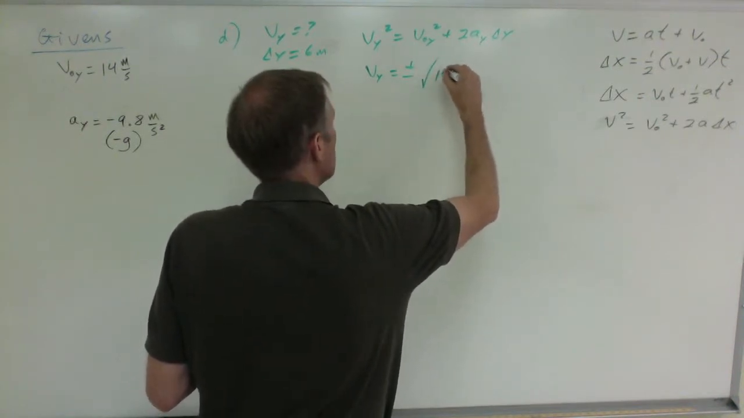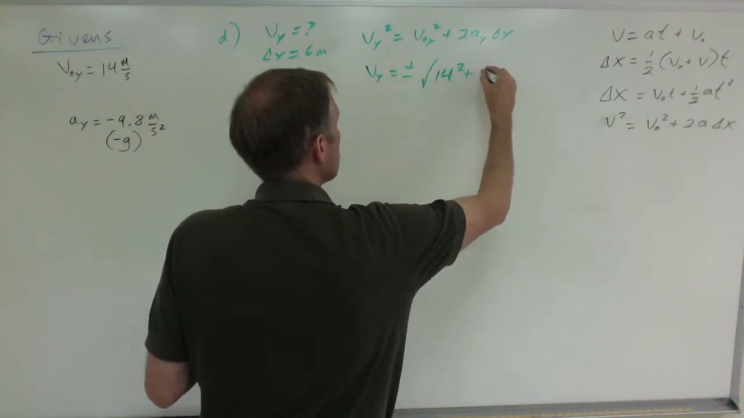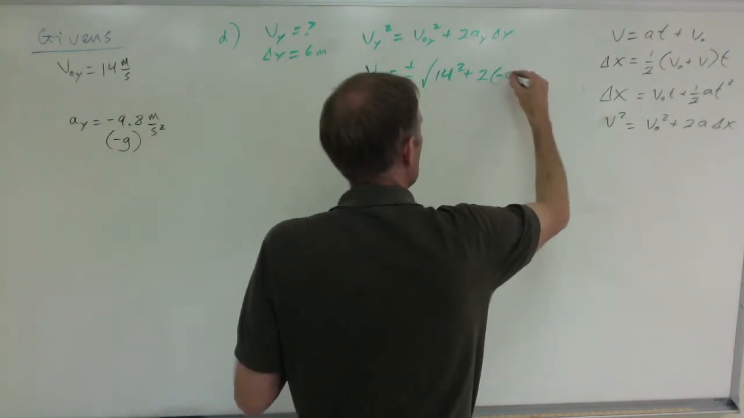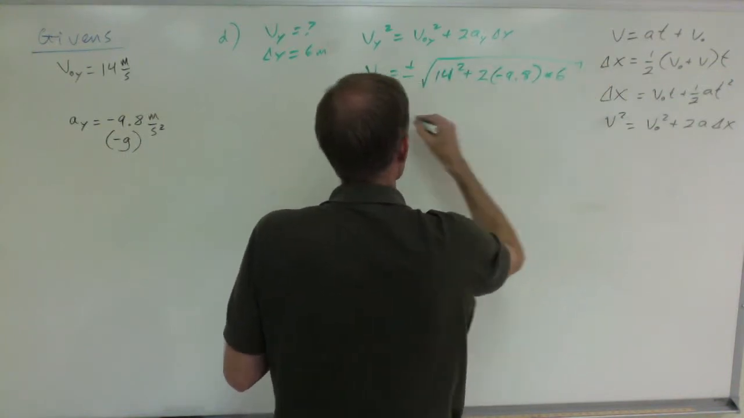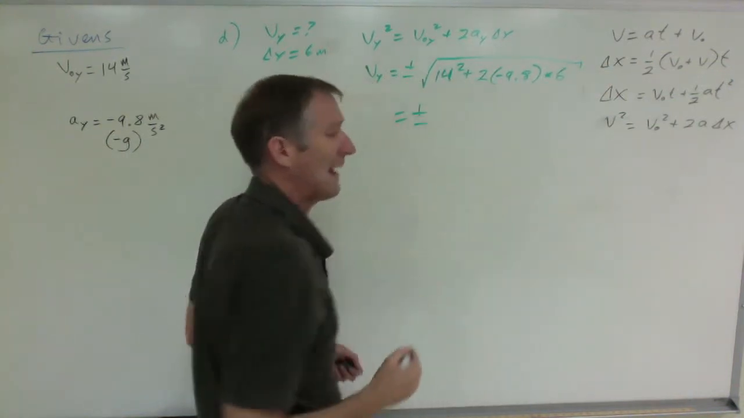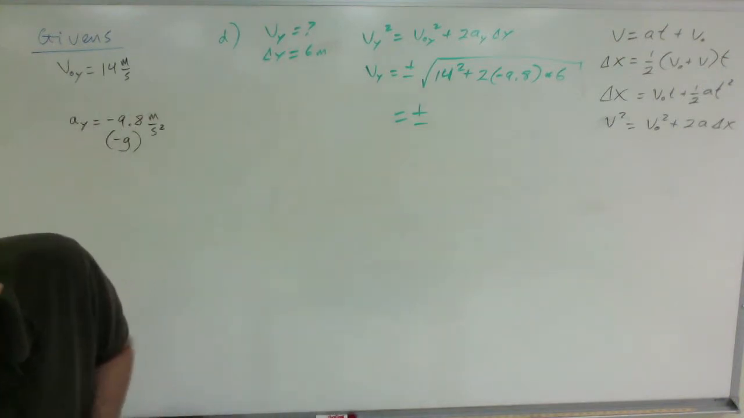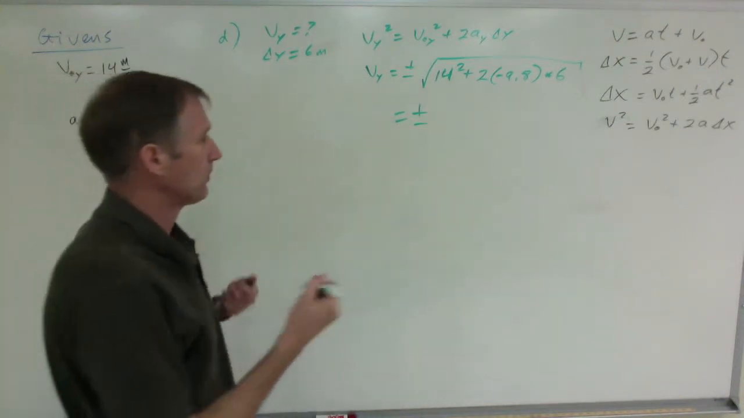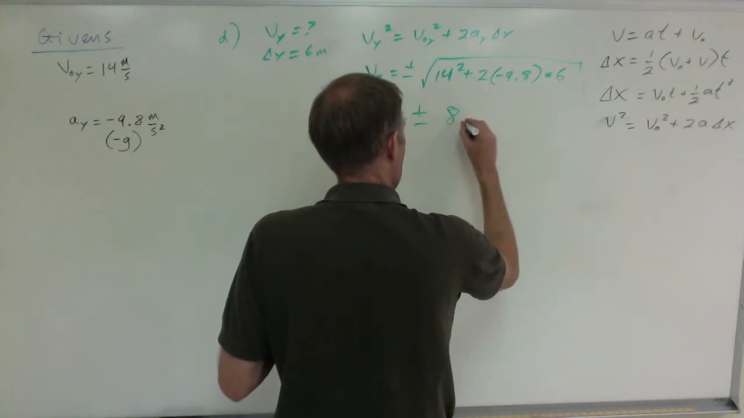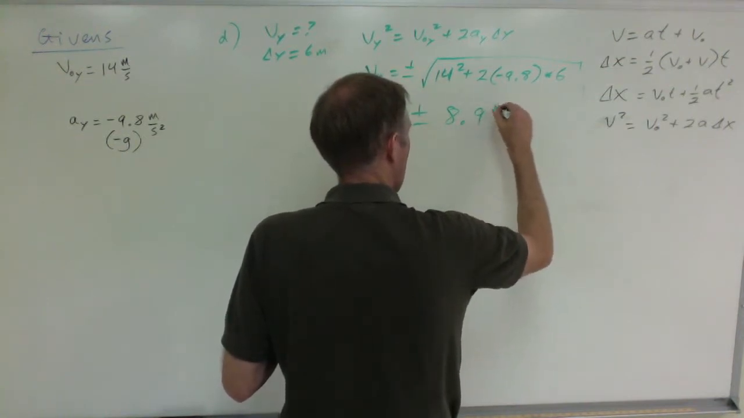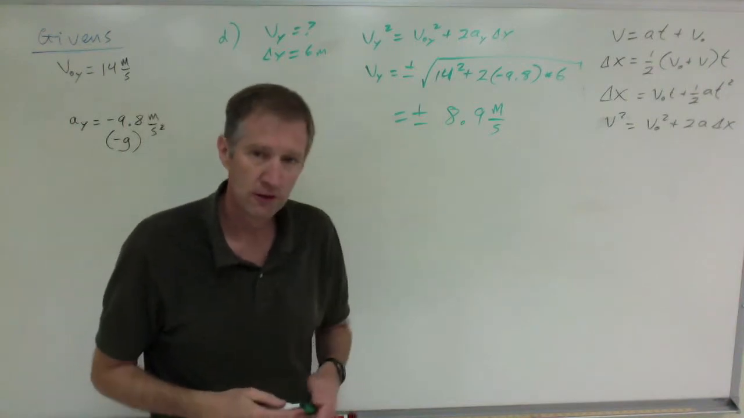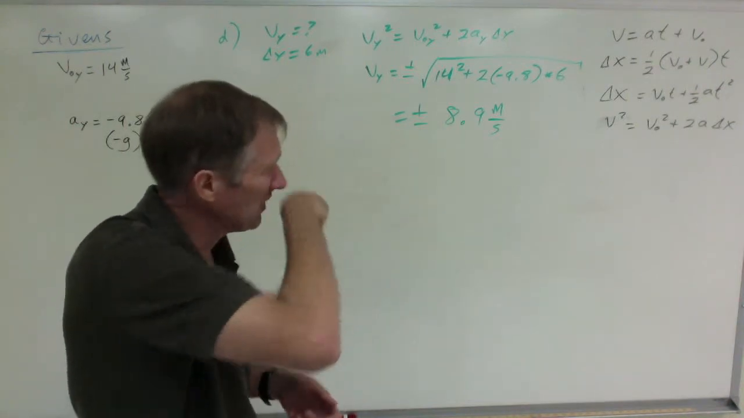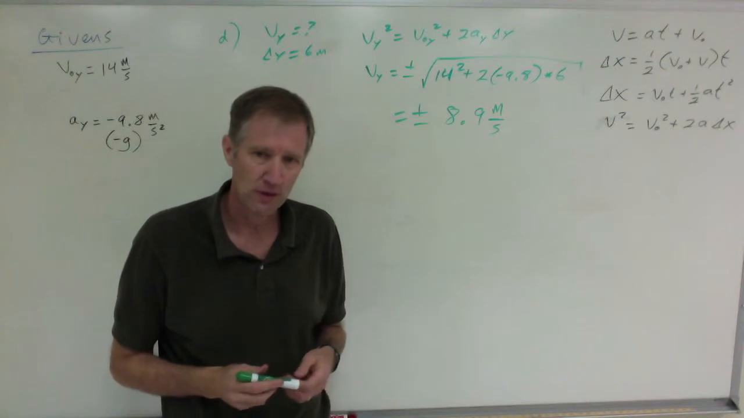14 squared plus 2 times negative 9.8 times 6. And the answer is plus and minus 8.9 meters per second. Don't forget the plus and the minus. This isn't the only way to do this. I just find it to be the fastest way to do it.